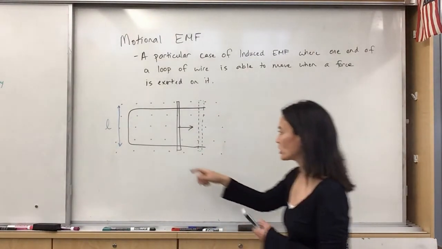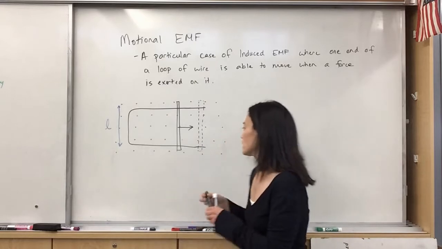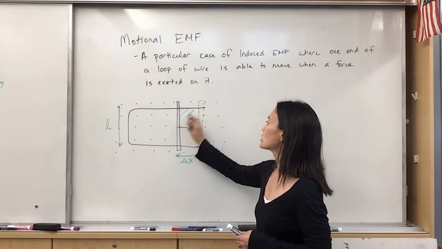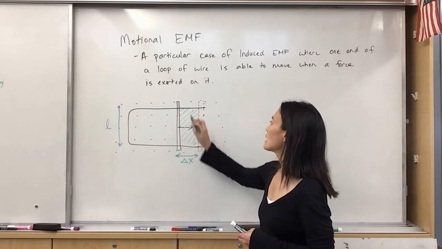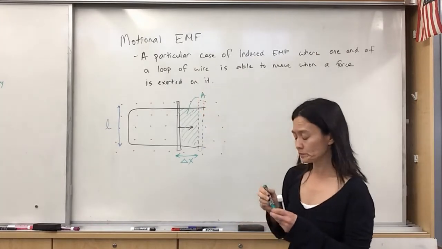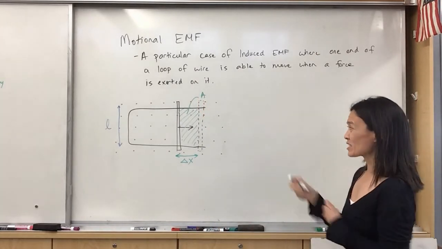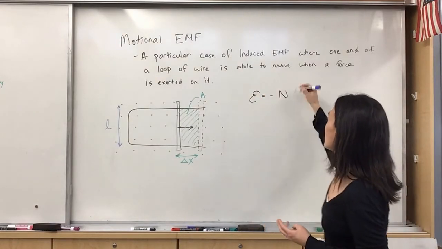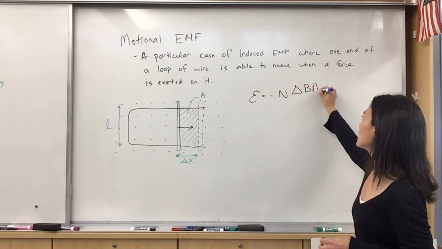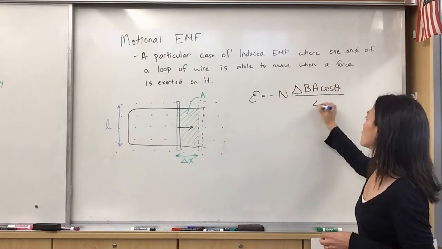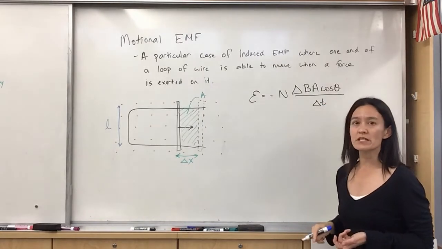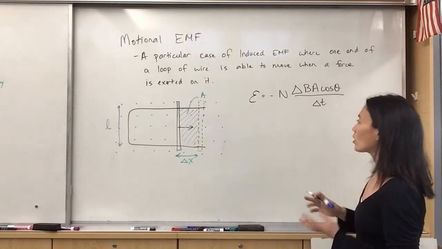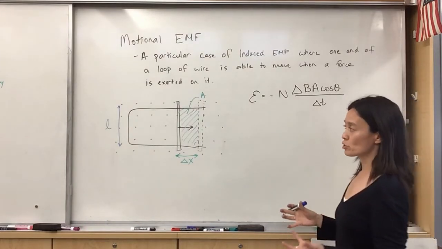And you could envision if it's got this length L and this is a delta X as we move, then this would be an area, okay? So in this case, when we're looking at induced EMF, remember our equation for induced EMF is negative N times delta B A cosine of theta over T. And in this particular case, it's really only our area that is changing. Our magnetic field is not changing. Our orientation of the wire with respect to the magnetic field is not changing.